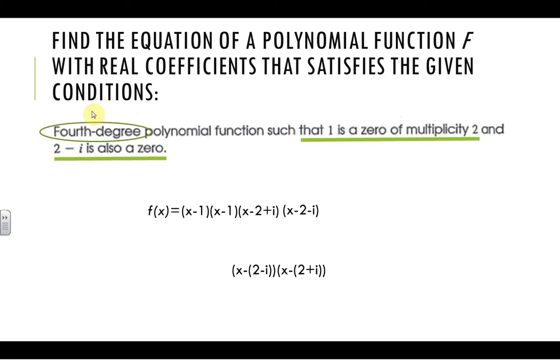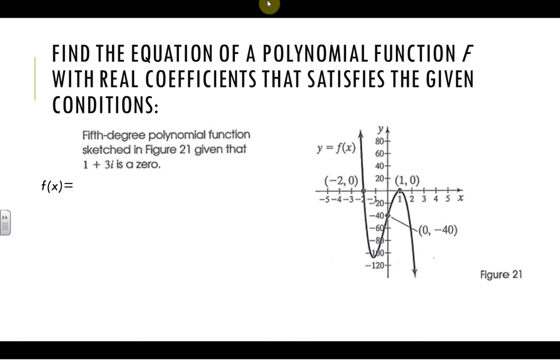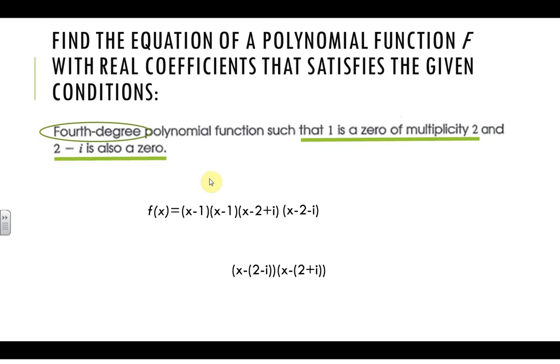The reason that I circle 4th degree is, remember, if it's 4th degree, it should have 4 roots. If you stopped here, you're missing a root. And there you go. And that's it. If we don't say standard form, you do not have to go any further.